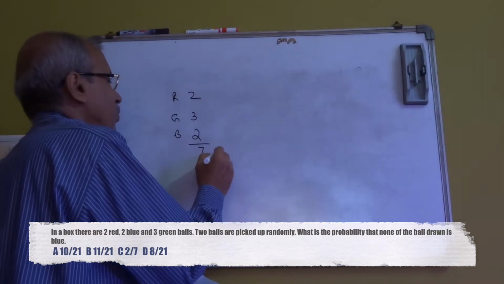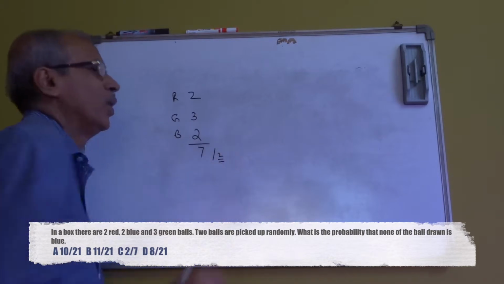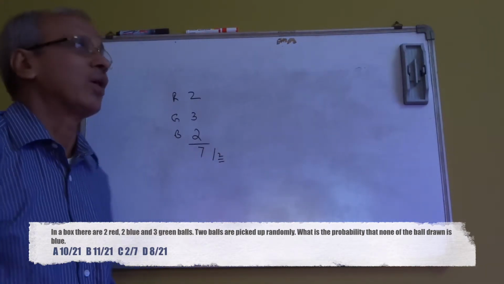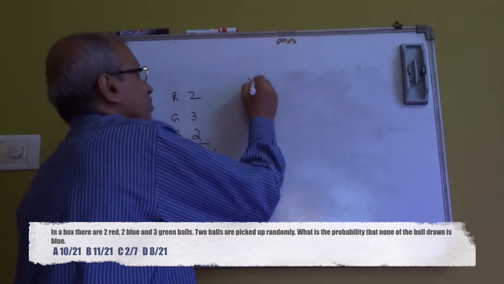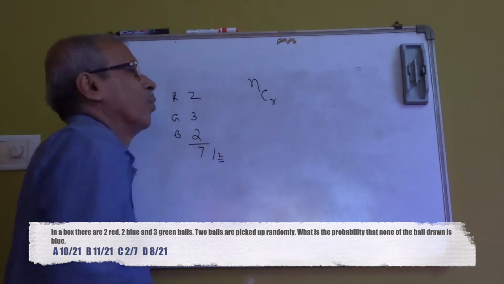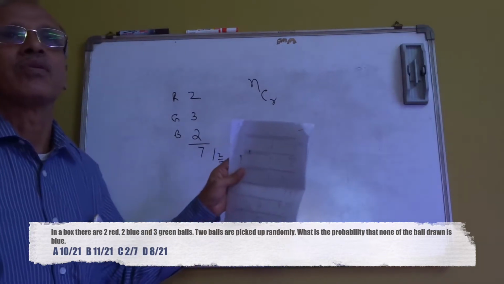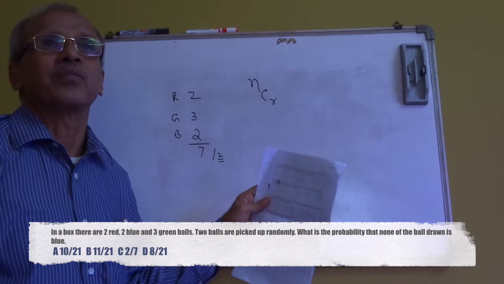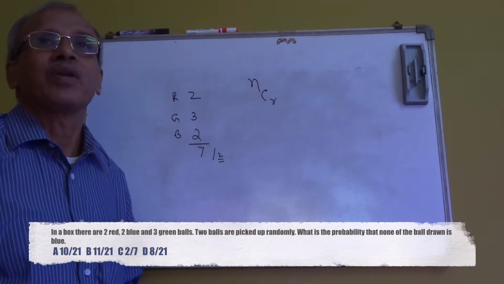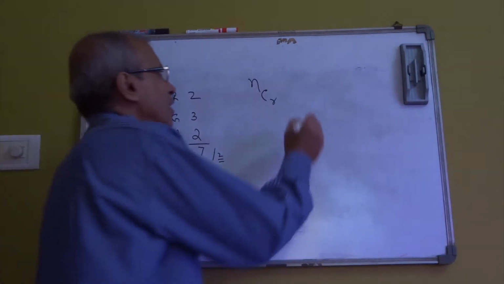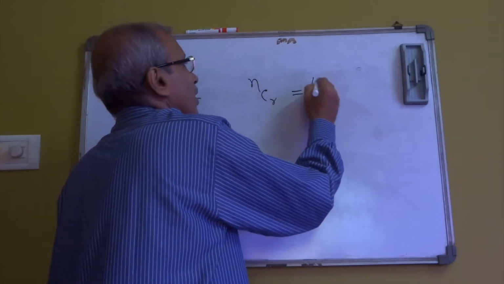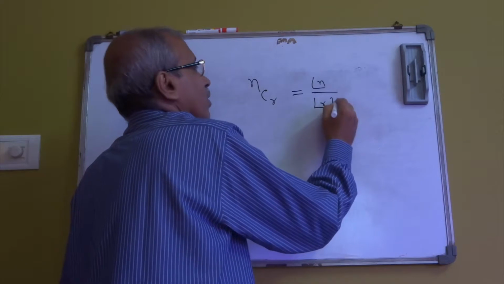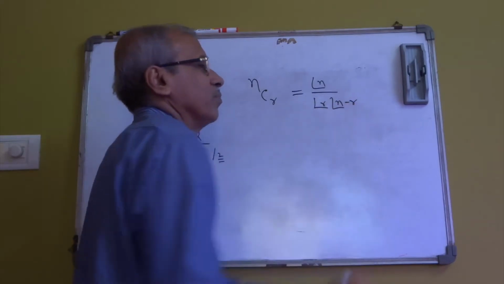Out of 7, 2 are chosen. In how many possibilities can you do it? This is given by the formula NCR. N is the total number of items that are available and R is the number that has to be selected. Now what is the formula for NCR? NCR is given by factorial n divided by factorial r into factorial n minus r.